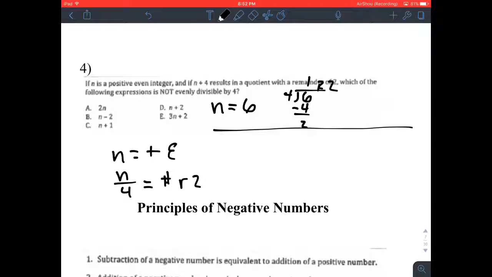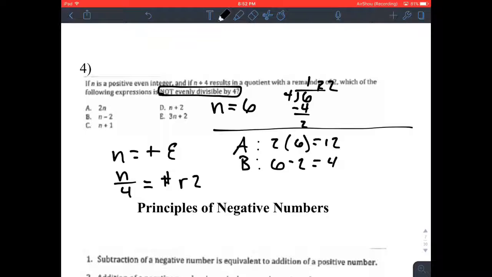Now let's check each of these answers. We're looking for something that's not divisible by 4. A is 2 times 6, which is 12. Can you divide 12 by 4? You betcha. So that's not the answer. B is 6 minus 2, which is 4. Can you divide that by 4? You betcha. C is 6 plus 1, which is 7. Can you divide 7 by 4? You cannot. So it looks like C is going to be our answer.